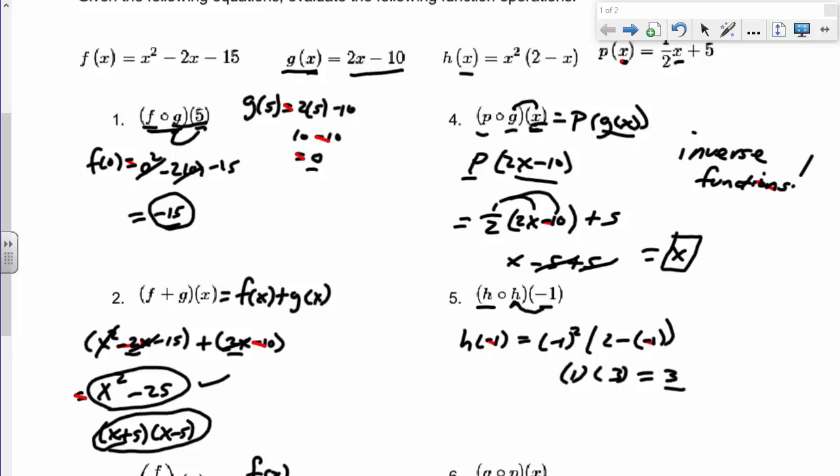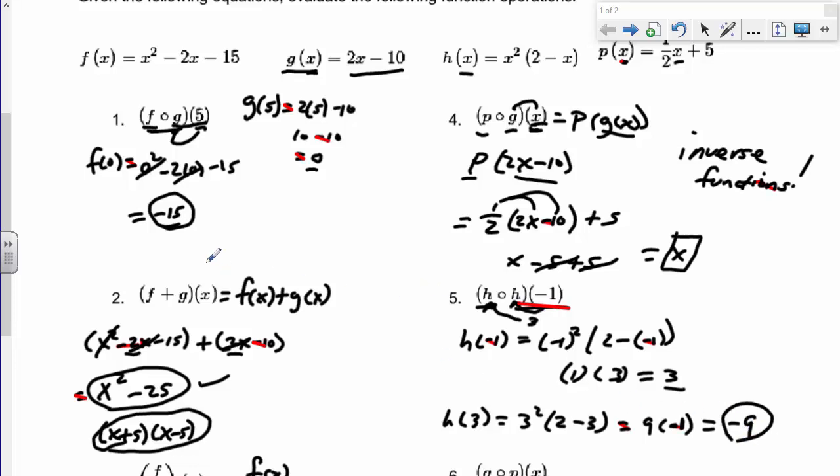3 is now going to get plugged into here. So this becomes 3, this thing right here, and this is now going to go back into h. So now we have h of 3. So back up here at the top, this x is now a 3, and we'll figure this out. So this is 3 squared times 2 minus 3. 3 squared is 9, and 2 minus 3 is -1. And 9 times -1 is -9. That's your solution for number 5.